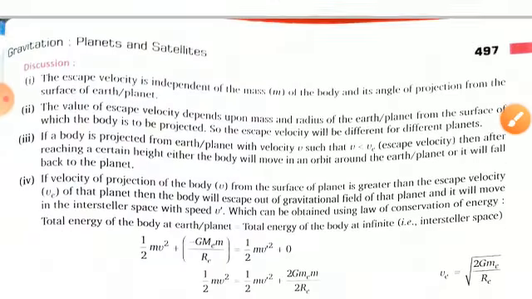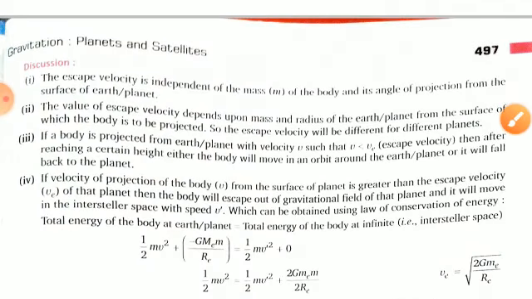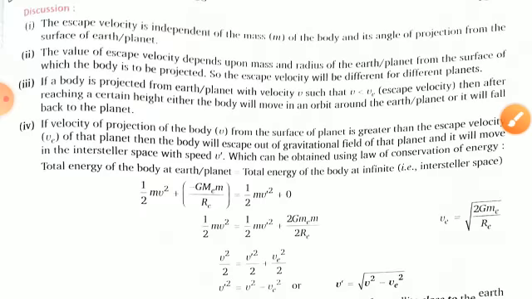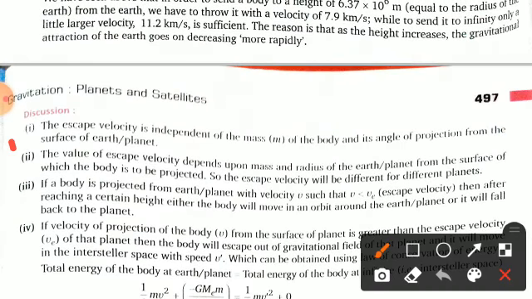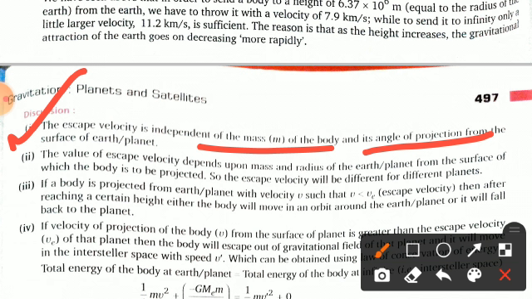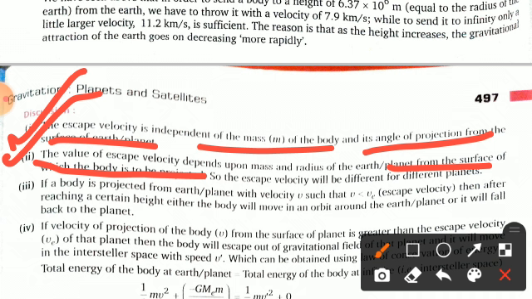Now you can see here there are a few discussions, number 1, number 2, number 3, number 4. First we discuss number 1. As the escape velocity is independent of the mass of the body and its angle of projection from the surface of the earth or planet, as you can see from the above formula. Now the second one: the value of escape velocity depends upon the mass and the radius of the planet from the surface of which the body is to be projected. So the escape velocity will be different for different planets.